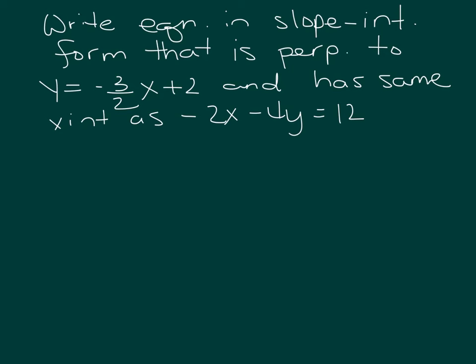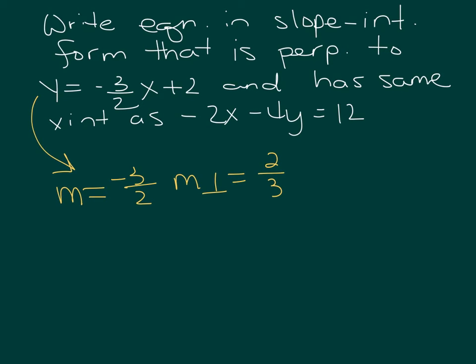Okay, so here's our next problem. This is one of the problems where we're talking about perpendicular, x-intercepts, all those fun things. So this one we're going to write the equation in slope-intercept form that is perpendicular to y equals -3/2 x plus 2 and has the same x-intercept as -2x minus 4y equals 12. Alright, so how would we do this? Well, for the equation y equals -3/2 x plus 2, we know the slope of that line is already easy for us. That's -3/2. So I want perpendicular to that, so that's the opposite reciprocal, so that's going to be 2/3.